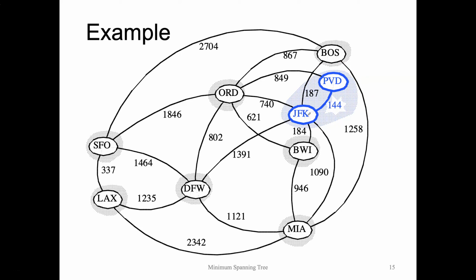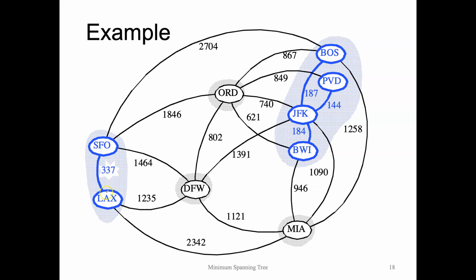Now we look at the next smallest edge weight, which is this 184. These vertices belong to different clouds, so we include the edge and we merge the clouds. The next smallest edge weight is 187. Again, it connects vertices belonging to different clouds, so we add the edge and merge clouds. The next smallest edge is 337, so this doesn't have to be connected to this larger cloud. So we'll add this edge and connect those clouds. And the next smallest edge looks like it'll be 621. Because these vertices belong to different clouds, we add it and merge clouds.